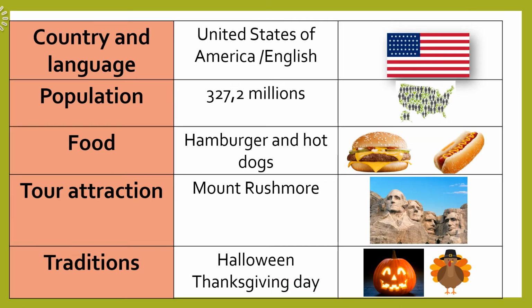The second flag is from the United States of America, our neighbors in the north. The language there is English, and they have a population of 327.2 million people. The typical food is hamburgers and hot dogs. For touristic attractions, we have, for example, Mount Rushmore and the Statue of Liberty, and for traditions, they have Halloween and Thanksgiving Day.